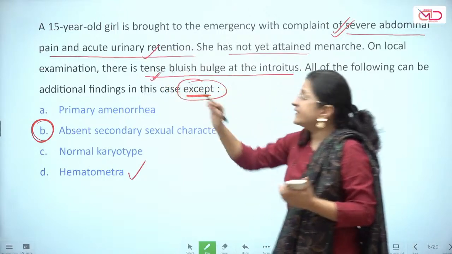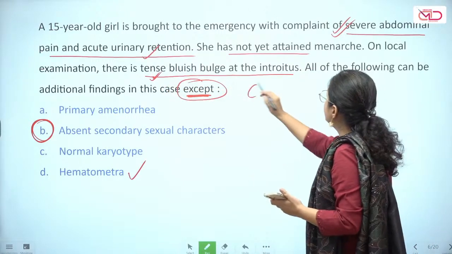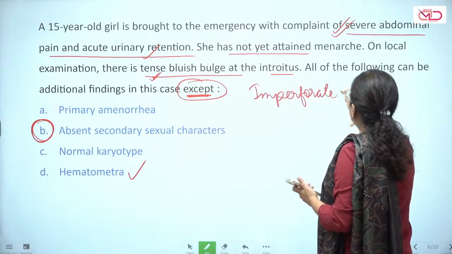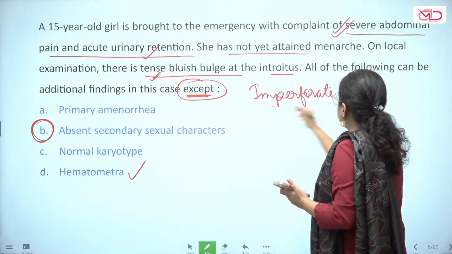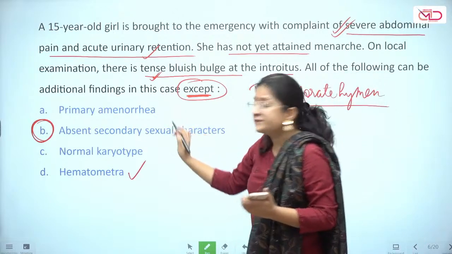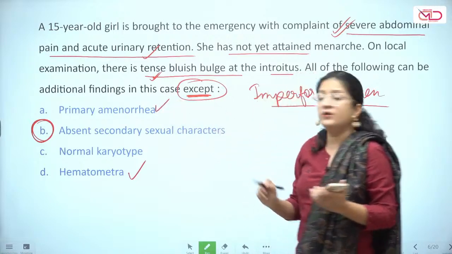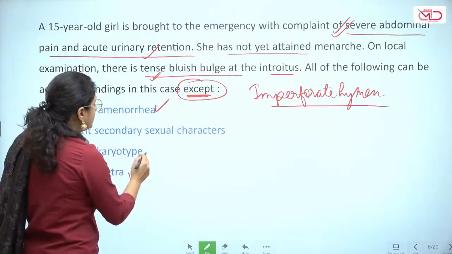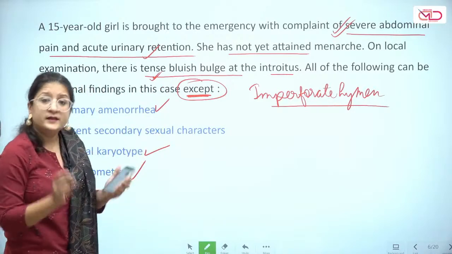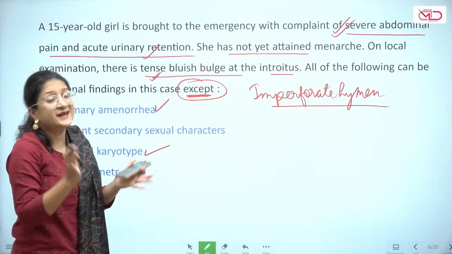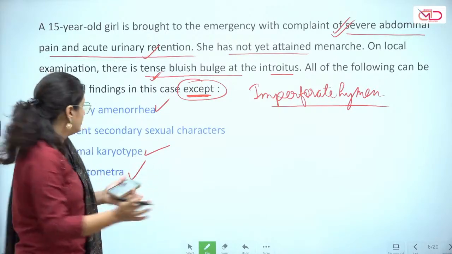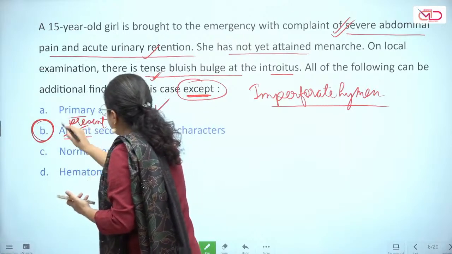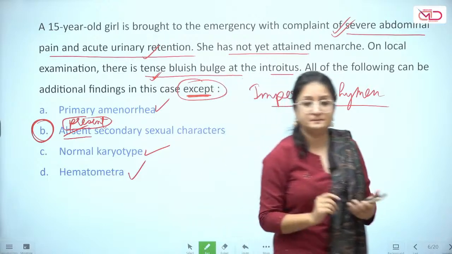Tense bluish bulge at the introitus. Your diagnosis is made. This is imperforate hymen, right? And of course, because of the hymen being imperforated, that's primary amenorrhea. And there is nothing wrong with the karyotype of the young girl here. The karyotype is normal, but the ovaries are present. So secondary sexual characteristics are going to be present, not absent. All right, present and not absent here.